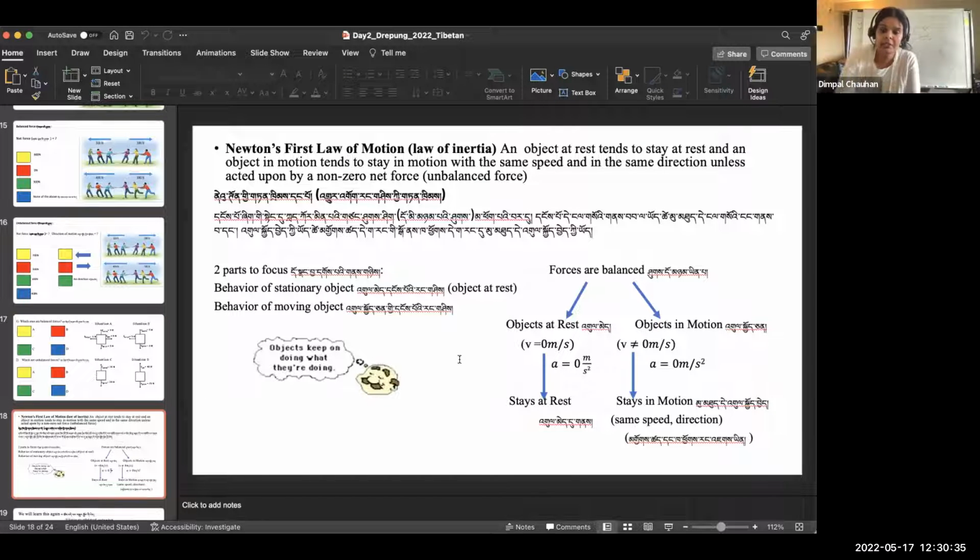But this is basically showing, we talked about balanced forces. Balanced means net force is 0. If the object is at rest, it will stay at rest. If it is moving, it will keep moving at the same speed and in the same direction. That's what balanced means. If it is unbalanced, when the object is at rest, it will start moving because the forces are unbalanced. And if the object is in motion, it will stay in motion, but either increase its speed, decrease its speed, or change direction.